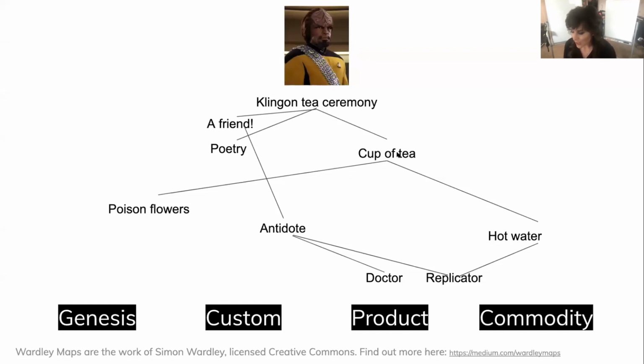So what you might want to do is ask, how do we get the recipe for those poison flowers into this replicator so that we can treat the poison flowers as a commodity? But you could, how do I determine where something falls along the visibility? That's a good question.